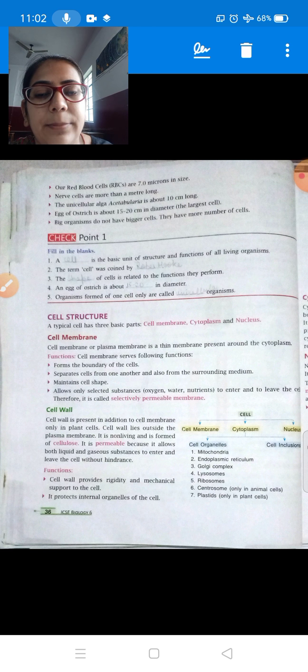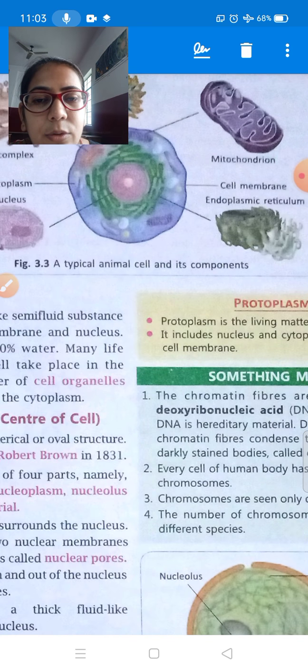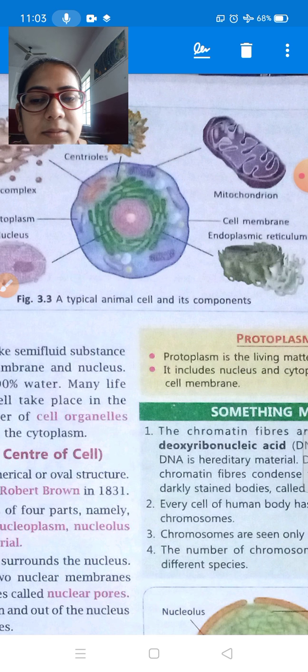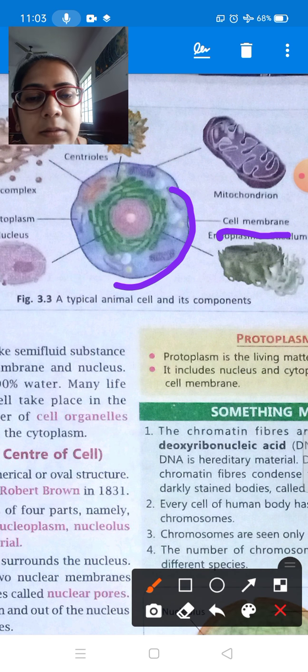Selectively permeable means, what is the meaning of selectively permeable, students? It means that only selected substances can go inside the cell and can come outside the cell. It means the cell membrane is the boundary, right? For example, students, you can see in this diagram, this is the cell membrane.